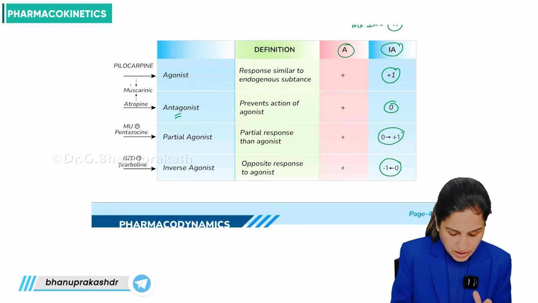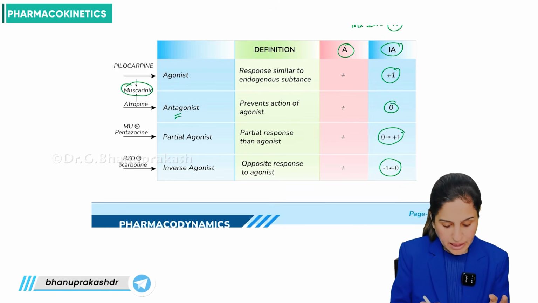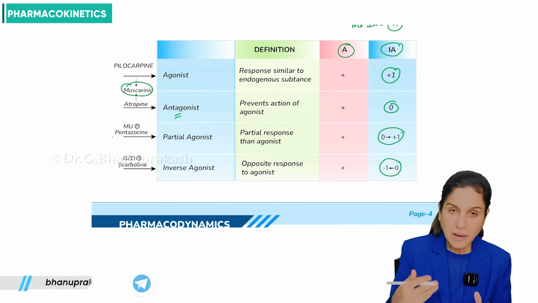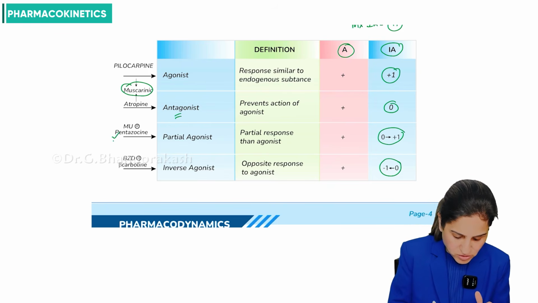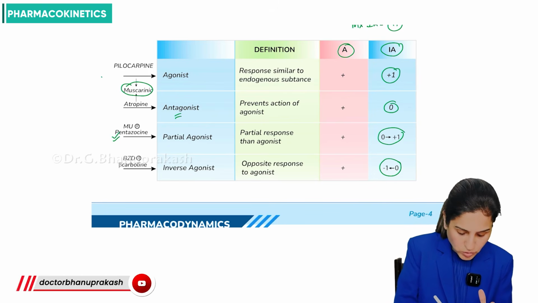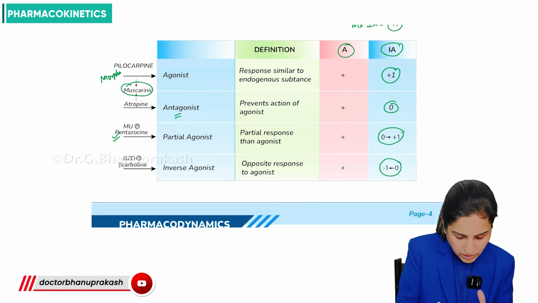If you see muscarinic receptors, the agonist is pilocarpine, the antagonist would be atropine. Then a partial agonist example is pentazocine at mu receptors. You can also see here that if we talk about the agonist at the mu receptor, that would be morphine, right? Morphine is a full agonist.